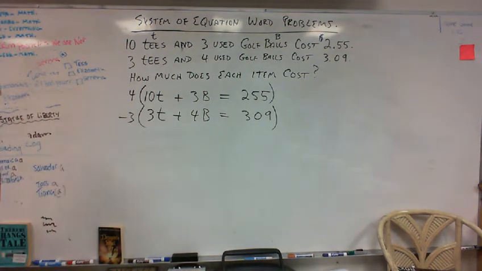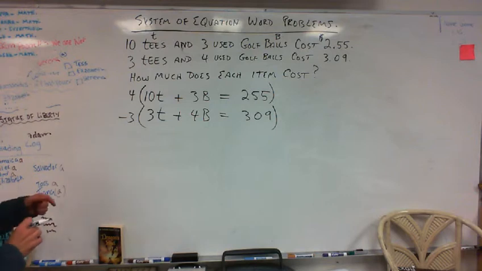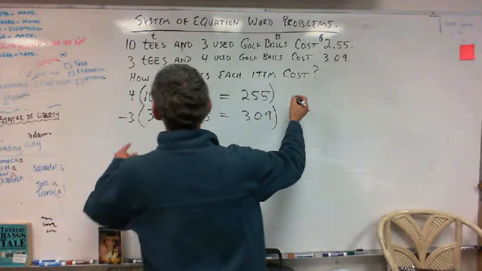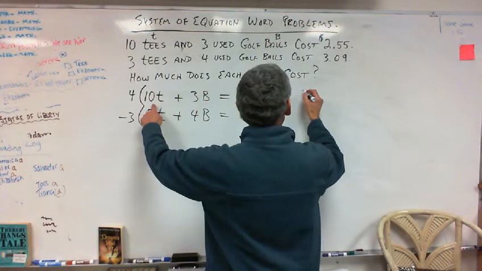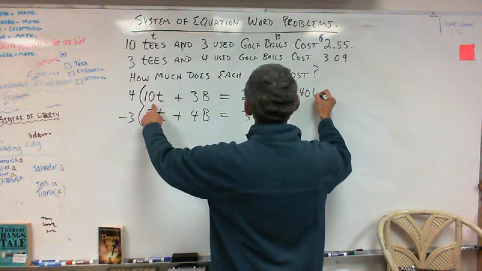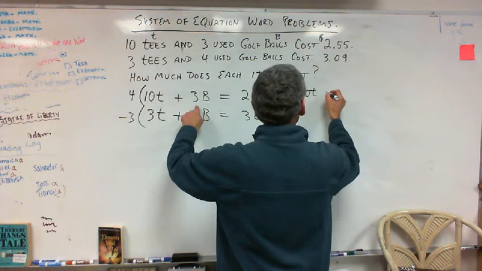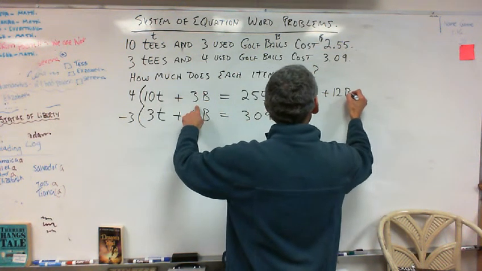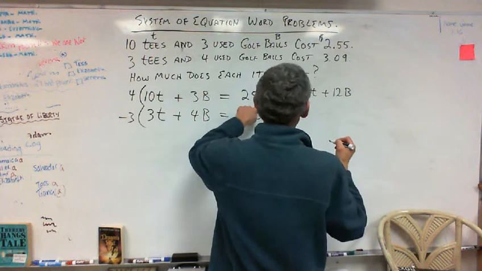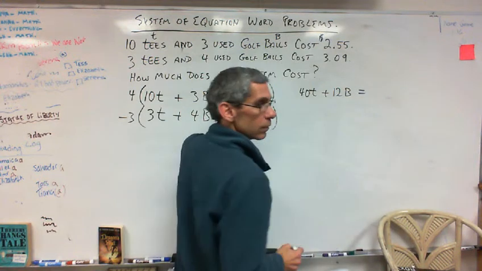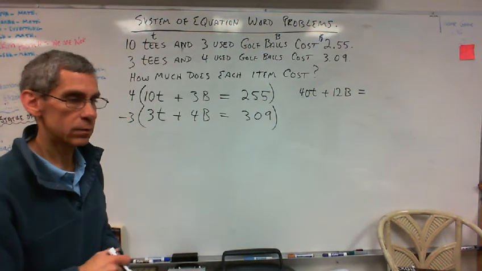So now, does anybody have a calculator? I do. All right, keep it out because we're going to need you for a while here. So we're going to do this. 4 times 10, I know that one. That's 40t, right? Plus 4 times 3 is 12b. But this one I don't know. What's 4 times 255? 1020.